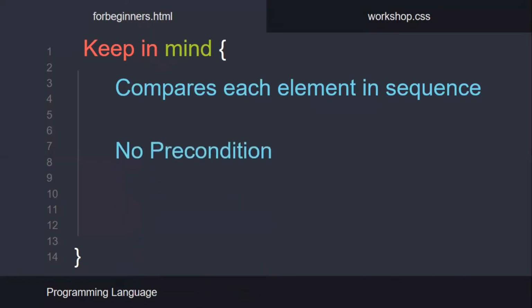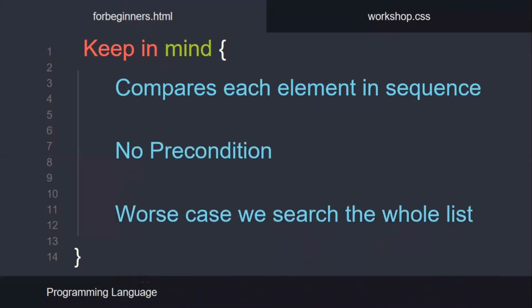Number two, no precondition. Number three, worst case, we search the whole list or array. So the number of comparisons, the amount of work to be done, grows proportionally to the size of the array that we have. Of course, we can also get lucky and find what we're looking for in the very first element of the array.